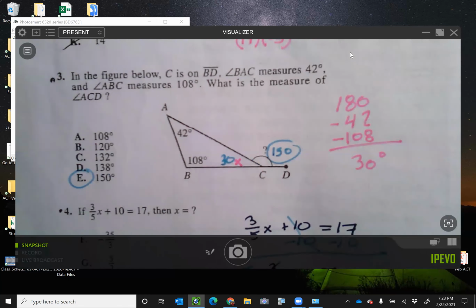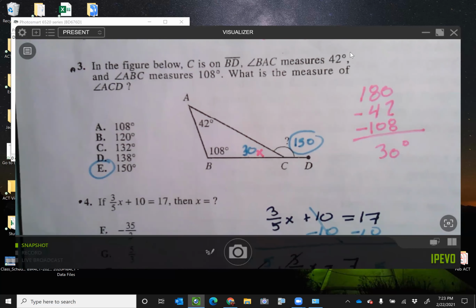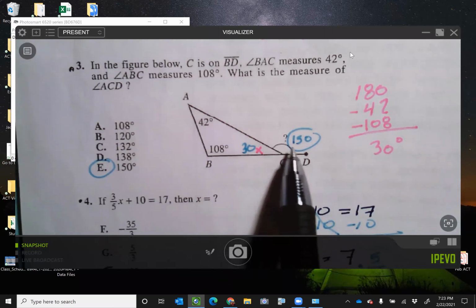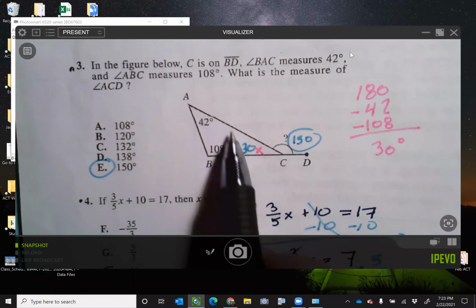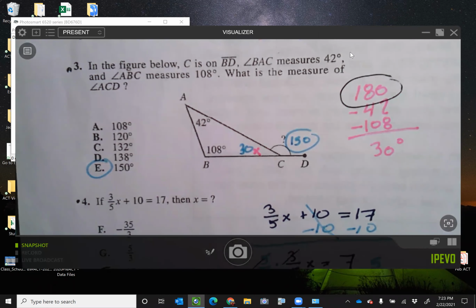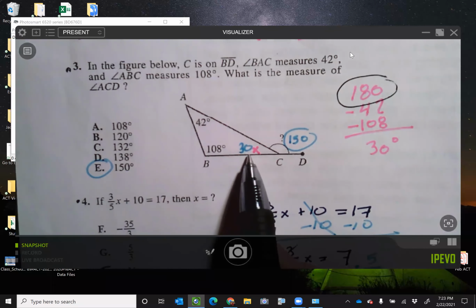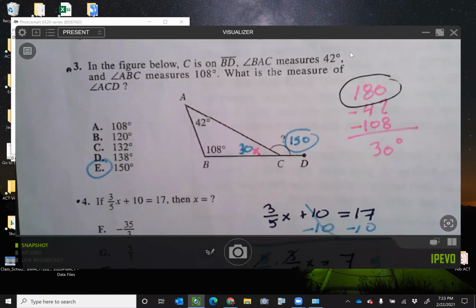Question number 3 should be letter E. All right, we're trying to figure out what the outside angle is here. Well, we know that inside of a triangle, all the angles measure to be 180. So if I subtract these 2 angles from it, we'll have 30, which is here. Well, what's that angle going to be? 150.